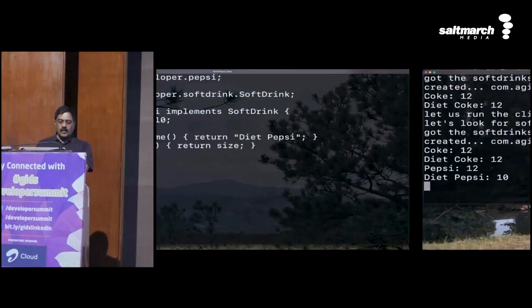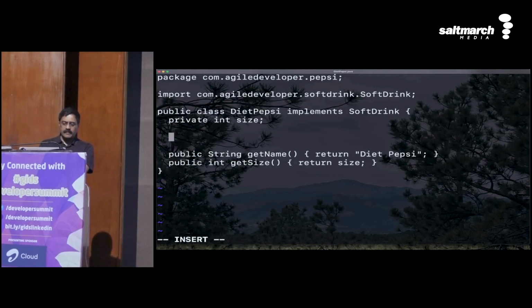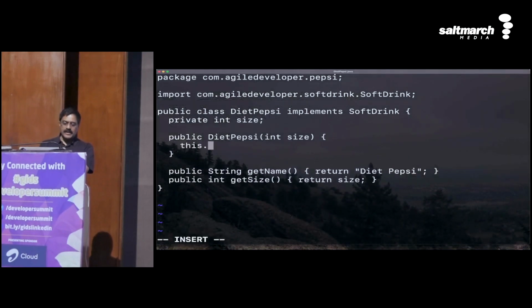However, going back to this, there are times when you want to do something a little different. Let's say we have a public diet Pepsi, and that says I want to take a size as an argument. And I say this dot size equal to size, and I want to output the size.